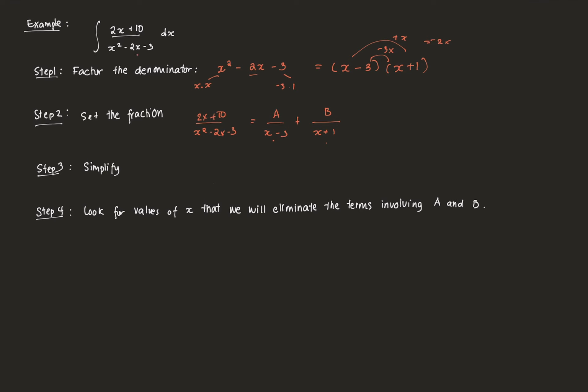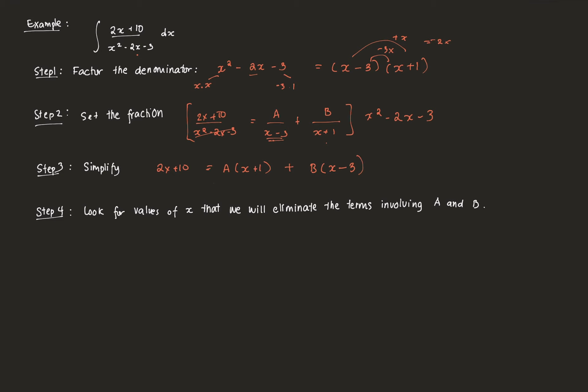Okay, so to simplify this, we're going to multiply both sides of this equation by x squared minus 2x minus 3. So with this term, that will cancel this one out. So that's 2x plus 10. This one will be a times x plus 1, because x minus 3 is already here, and that will just cancel out, plus b times x minus 3. Right, so we have here in linear equation form this expression.